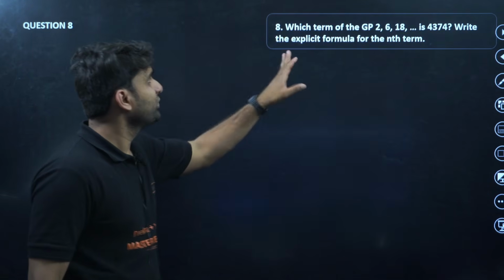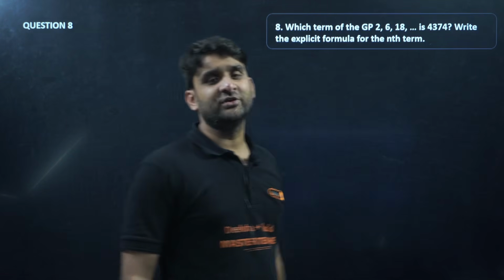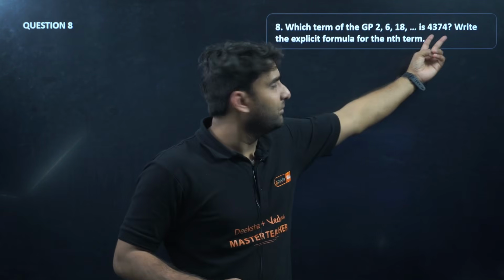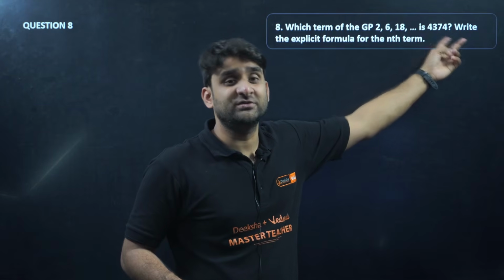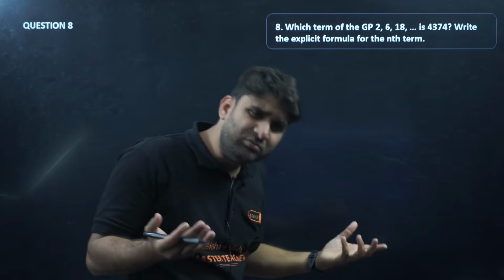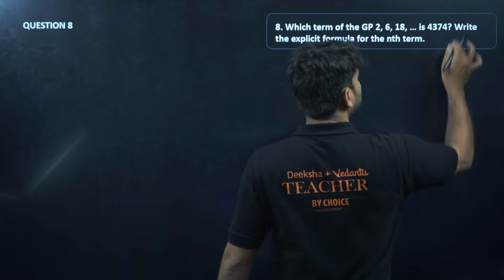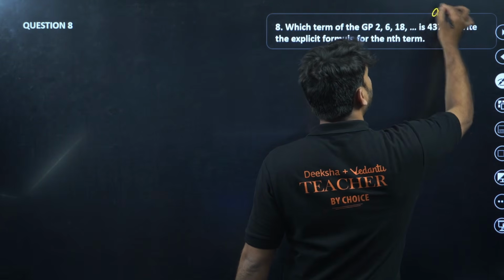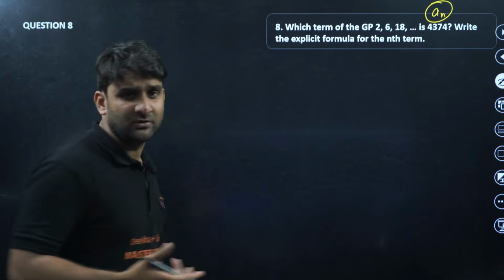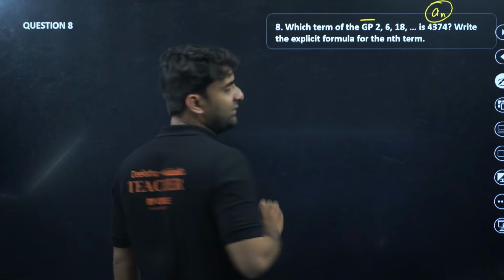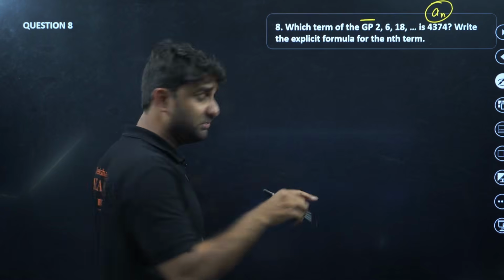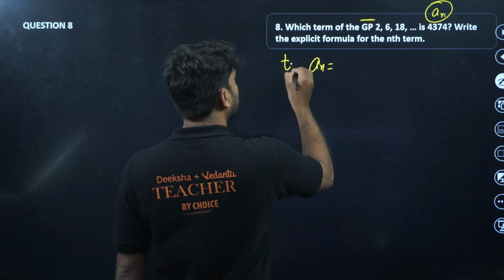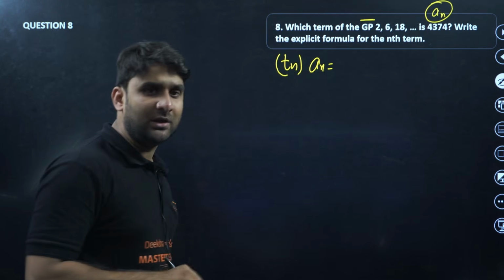Question number 8. Which term of the GP is 4374? Again, this is very easy. A GP is given to you and a number is given to you. We don't know the position of this number in this GP, so we can assume this number is the nth term. And if we are dealing with GP, the nth term formula, you generally write Tn also, guys. So don't get confused. Tn and an both are the same.